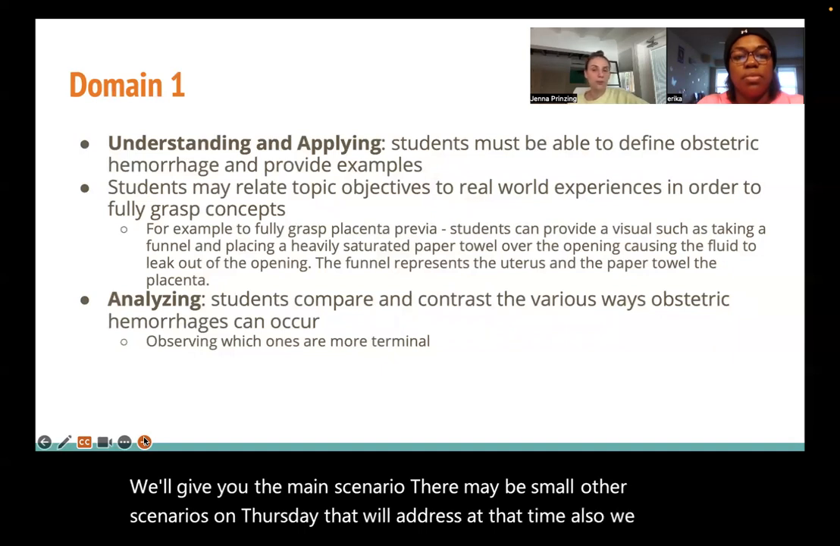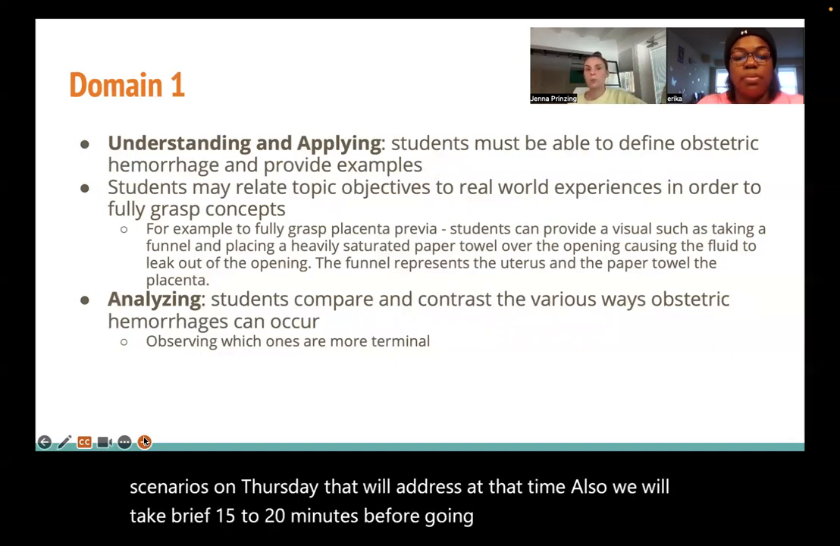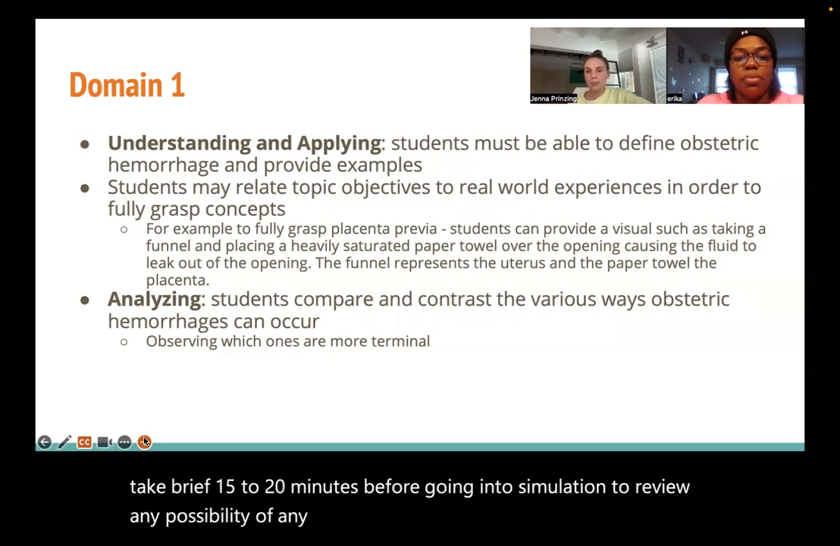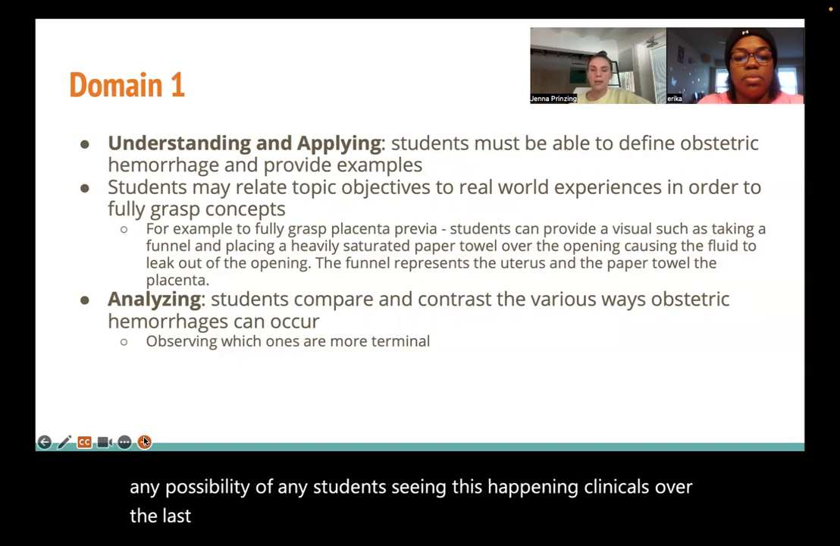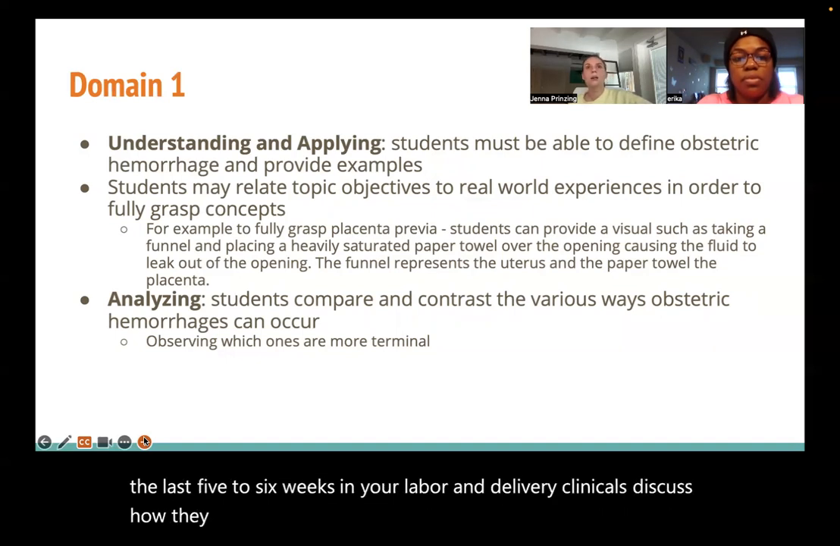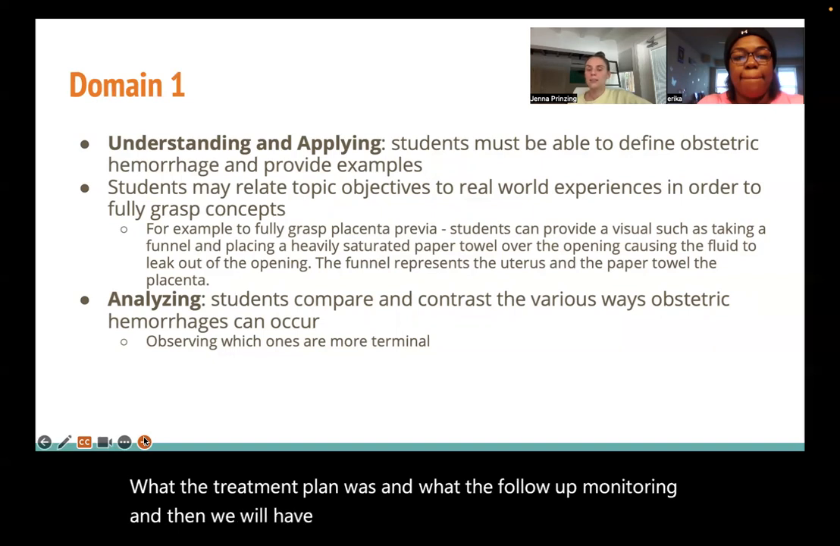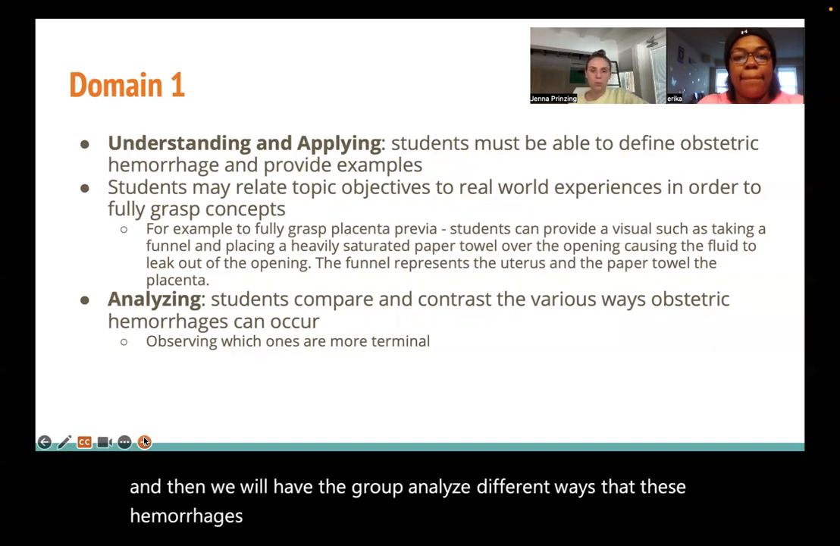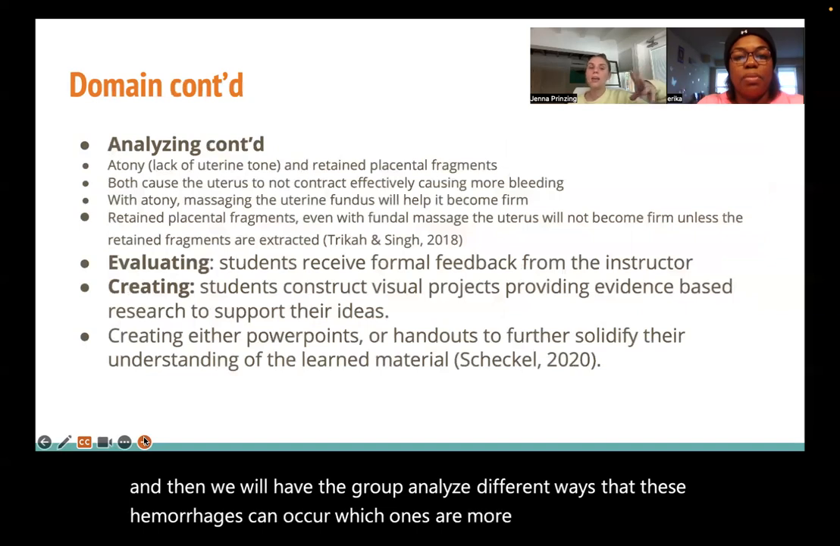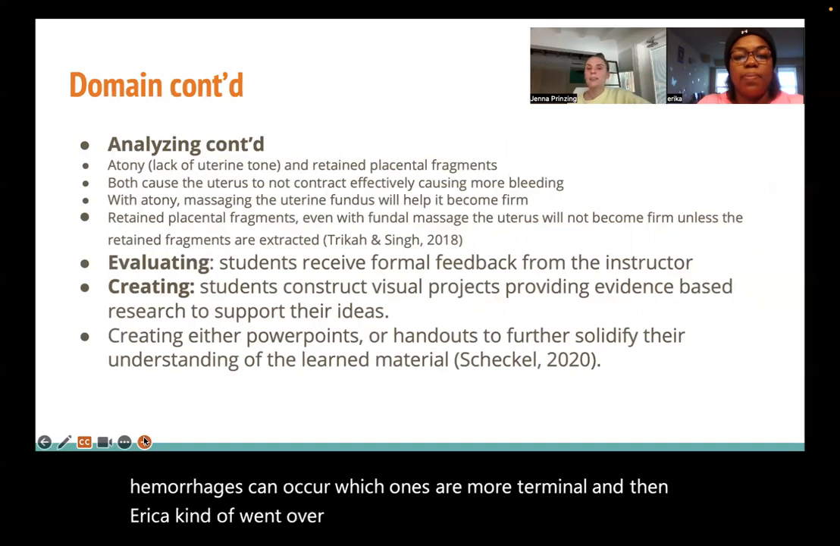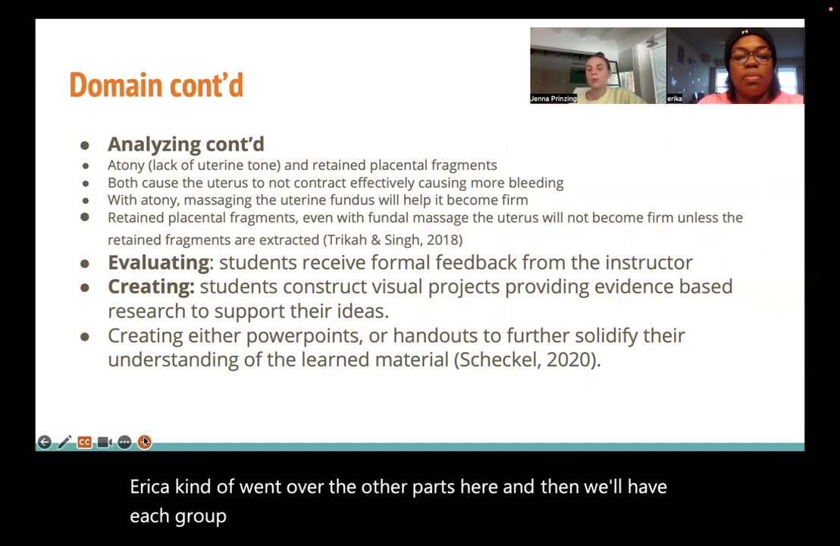Also, we will take a brief 15 to 20 minutes before going into simulation to review any possibility of any students seeing this actually happen in clinicals over the last 5 to 6 weeks in your labor and delivery clinicals, discuss how they felt, what they saw, what the treatment plan was, and what the follow-up monitoring was. And then we will have the group analyze different ways that these hemorrhages can occur, which ones are more terminal. And then Erica kind of went over the other parts here. And then we'll have each group go into simulation, and then we'll provide formal feedback.